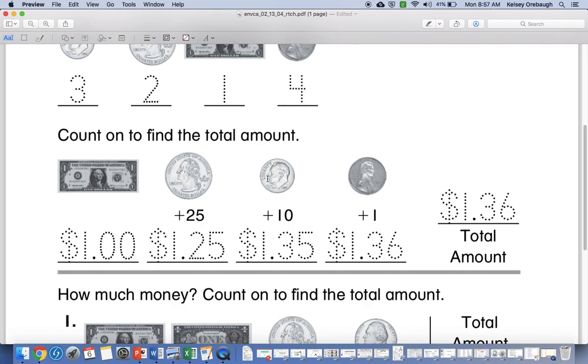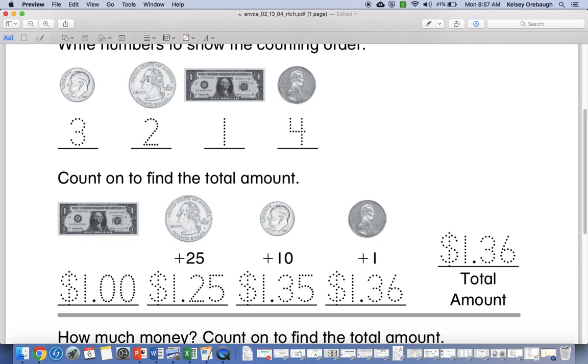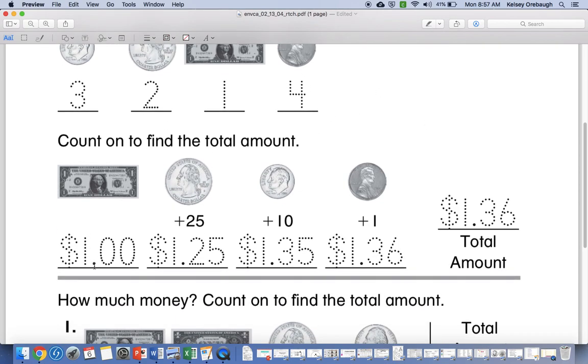Count on to find the total amount. So they've put this in order for us. The dollar, the quarter, the dime, and the penny. The same coins from up here, they've just put them in the correct order. So we know that a dollar bill is worth $1. Notice we have our dollar symbol with the number 1, a decimal point, and 0, 0 to represent 0 cents. $1 and 0 cents, okay?